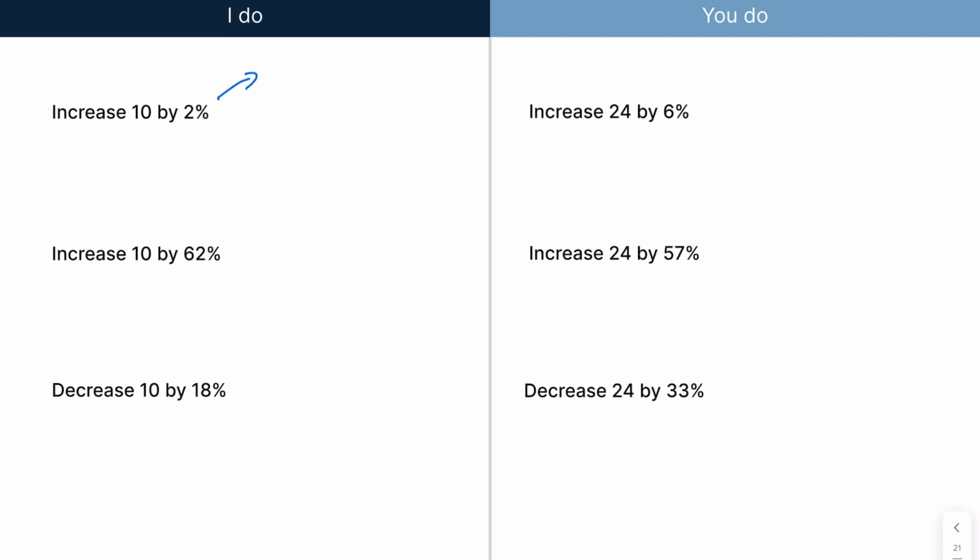so far is we've gone ahead and found 2% of 10. So this is how we've solved them so far. We've converted it to a fraction, found 2%, which gives us 0.2. And then we've done 10 plus 0.2, and that's given us our answer of 10.2.